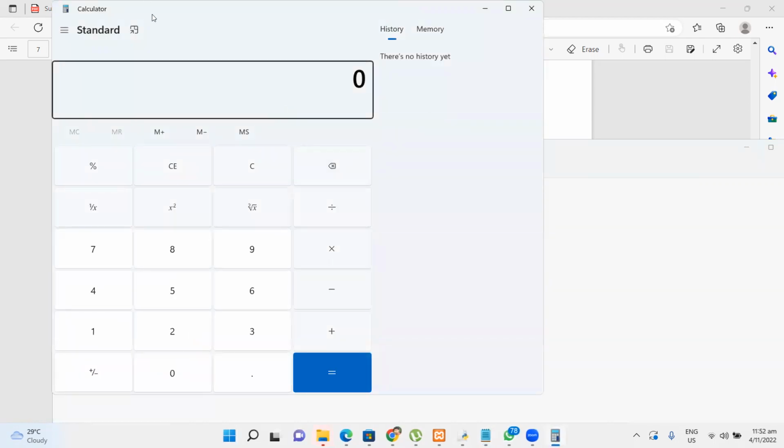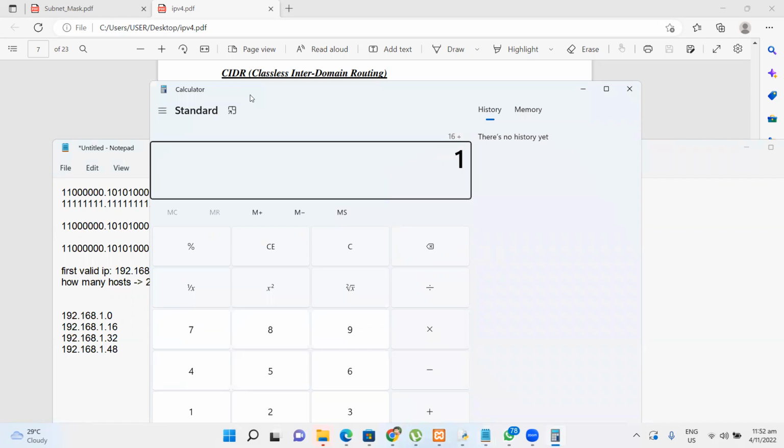Likewise here, you would always add 16. 16 plus the next one is 32. Plus another 16, 48. Plus another 16, 64. Another 16, that is 80. Another 16, 96. Another 16, 112. Likewise it moves on to 208, 224, and 240, and after that the network ends.